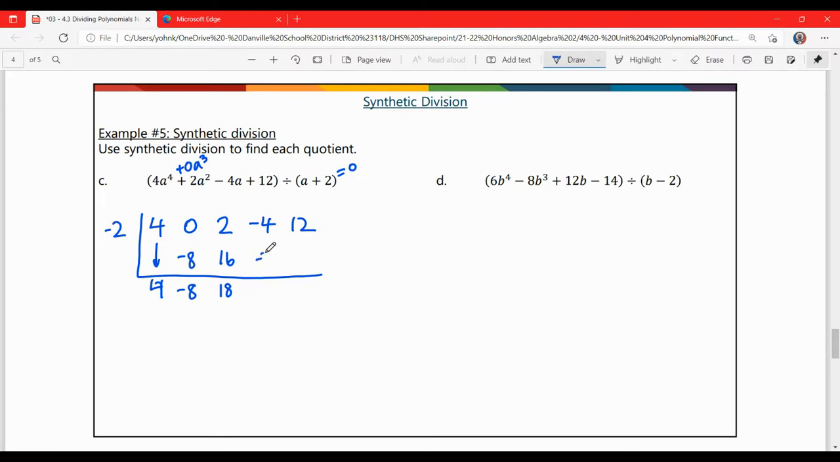Multiply to get -36. Add to get -40. Ooh, this is getting big. Multiply to get 80, add to get 92. That 92, kids, is your remainder.